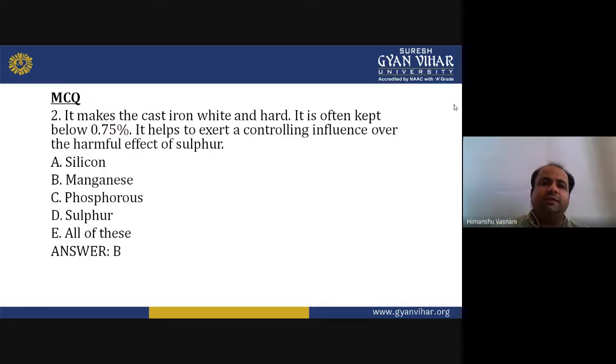Now the second question: it makes the cast iron white and hard. It is often kept below 0.75%. It helps to exert a controlling influence over the harmful effects of sulfur. So what is this? The answer is manganese.